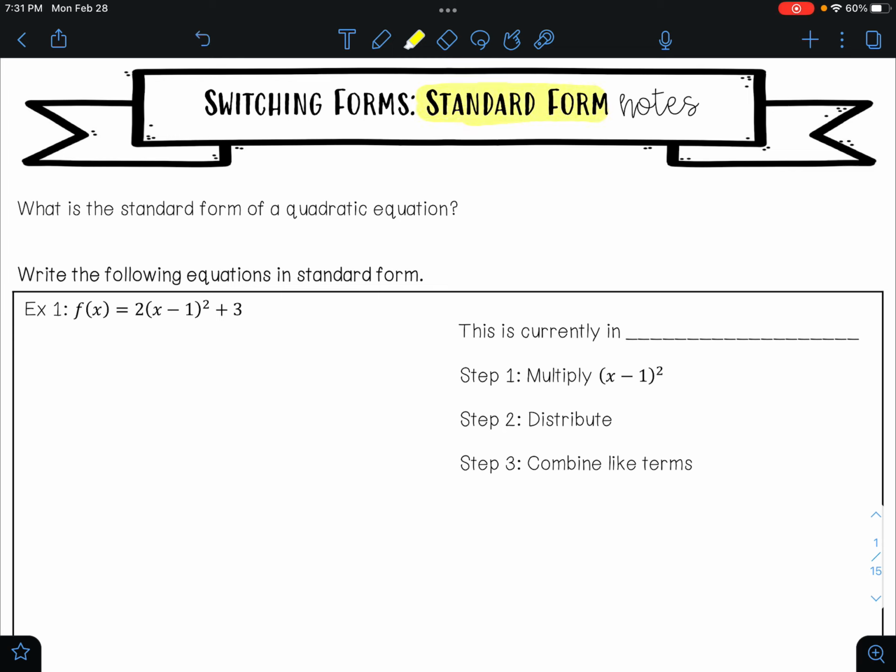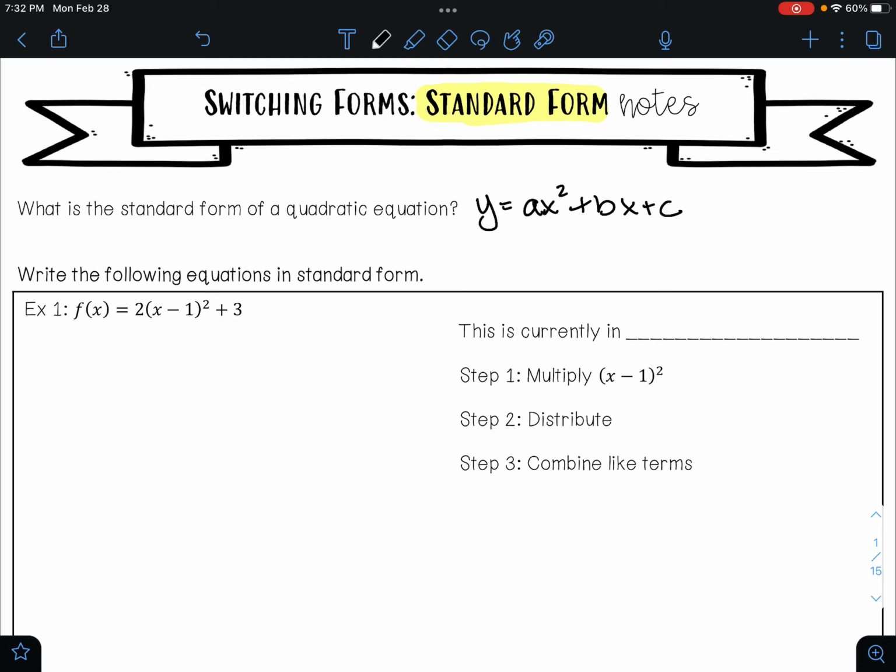So the first question says, what is the standard form of a quadratic equation? The standard form is y equals ax squared plus bx plus c. And so this is what we're going to want to make all of our equations look like today. So it says, write the following equations in standard form.